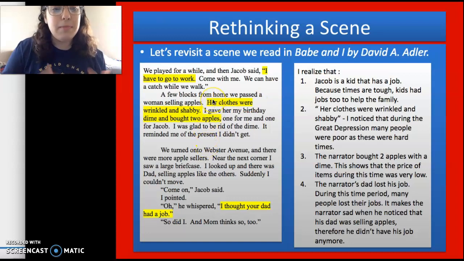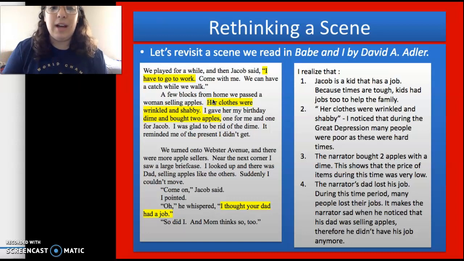So our next highlighted part says that her clothes were wrinkled and shabby. So as our narrator is walking down the street, he notices an apple seller and how her clothes are wrinkled and shabby. And that makes me think about, again, this is happening during the Great Depression, and a lot of people didn't have a lot of money. And she might not have been able to wash her clothes. They might be old clothes, they might be hand-me-downs. And that may be why she is wearing wrinkled and shabby clothes.